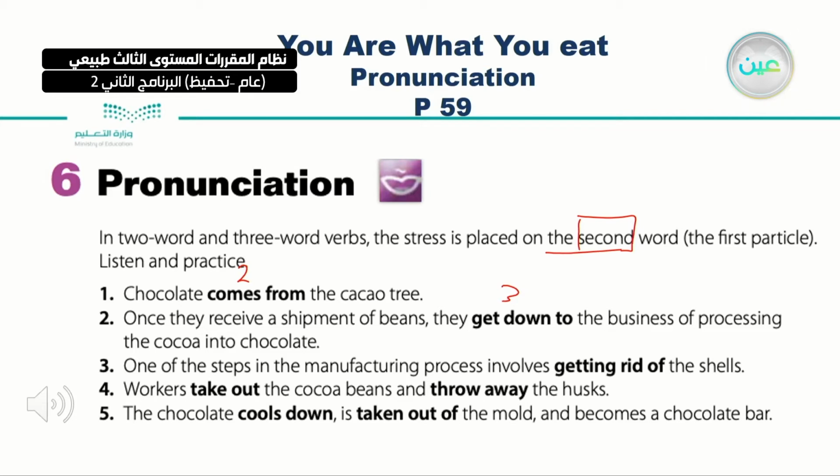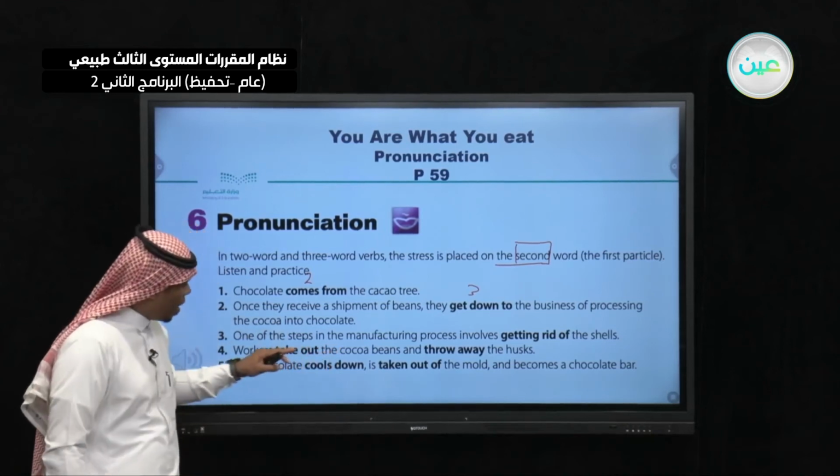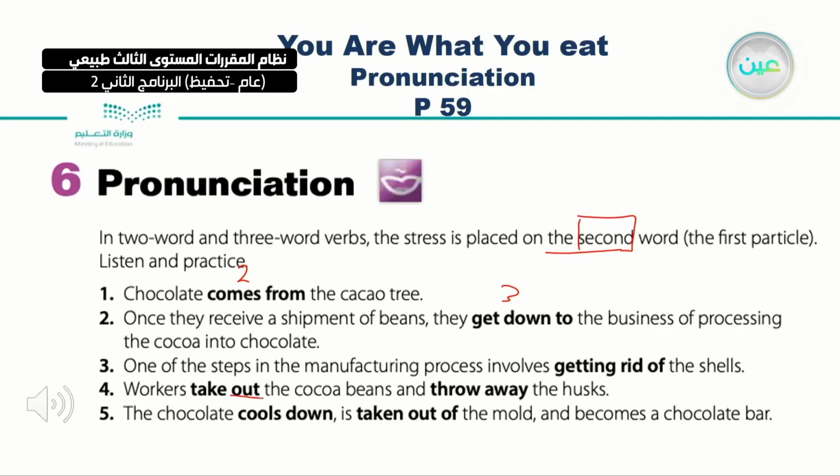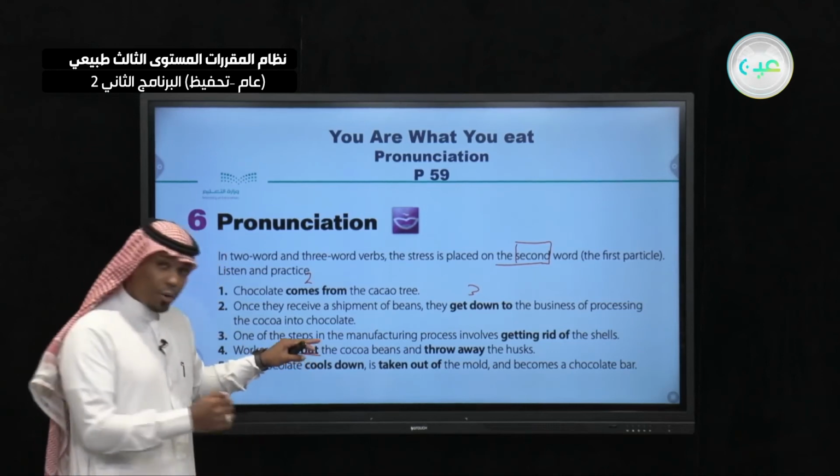Also, getting rid of. This is 3 words. Throw away. Take out. So I'm stressing here the word out. For example, the verb take out, if it functions like a verb, take out, so I have to stress out here.